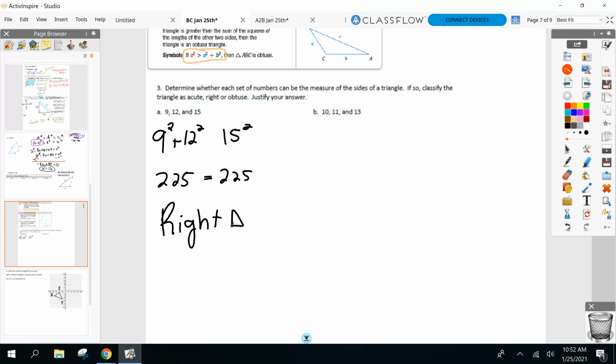All right, 10, 11, 13. What type of triangle am I working with now? 10, 11, 13. It said to justify your answer. How would you frame it? You're doing the Pythag and showing me they're equal. I don't need to see a statement or anything. All right, so for this one, 10 squared. Remember, you take the two smaller sides. 10 squared plus 11 squared. How does that compare to 13 squared?